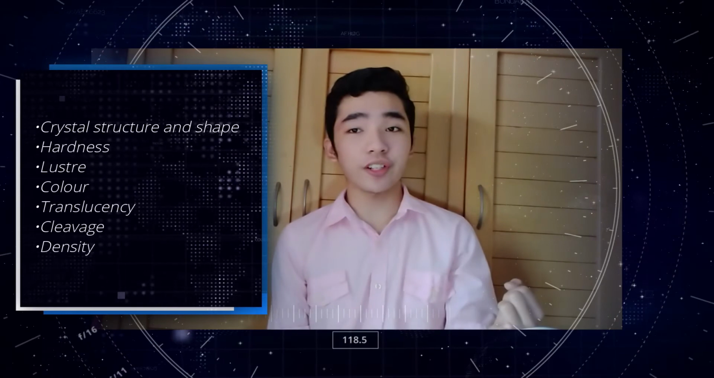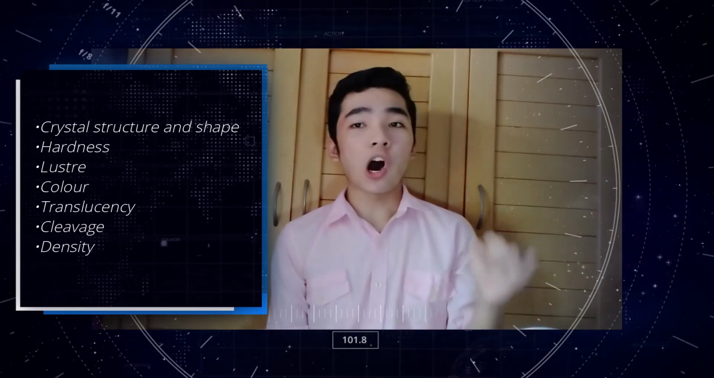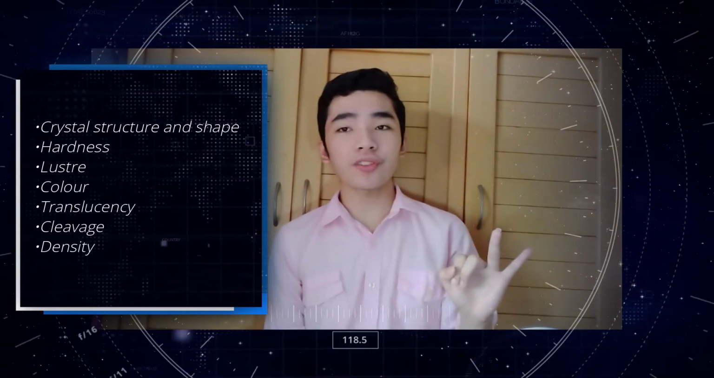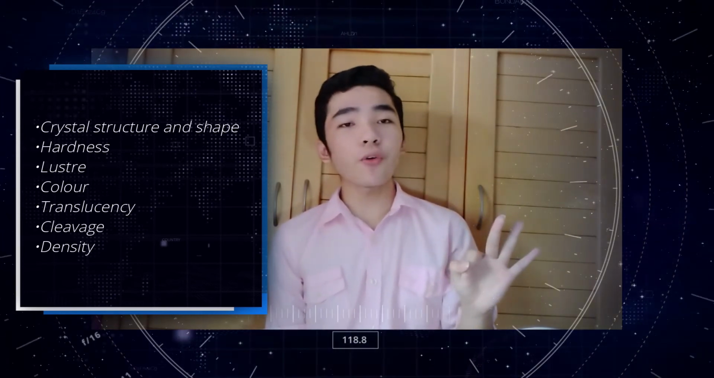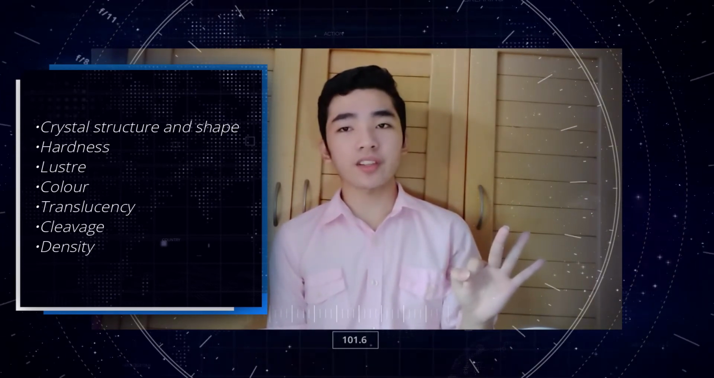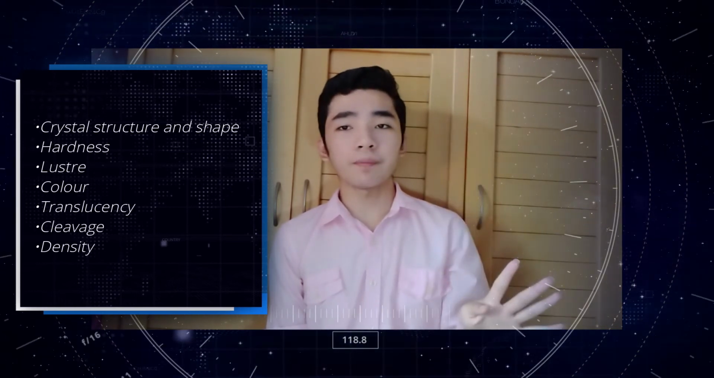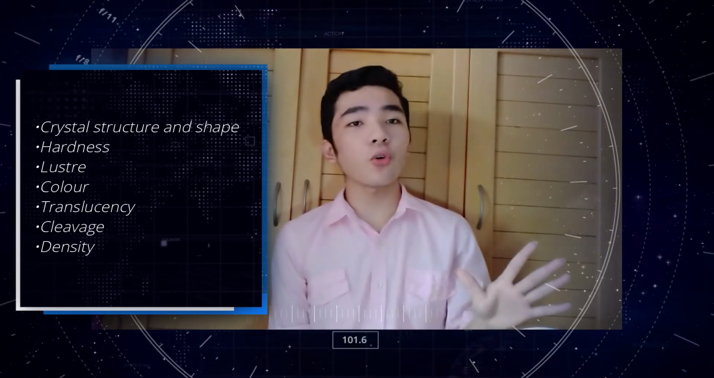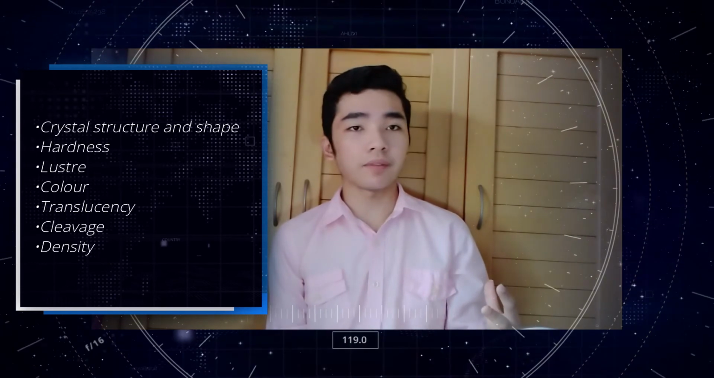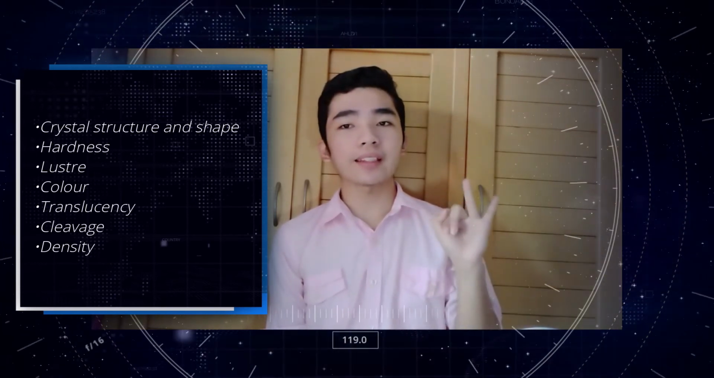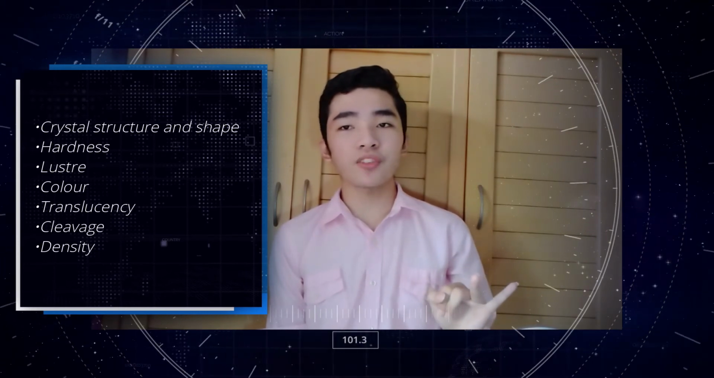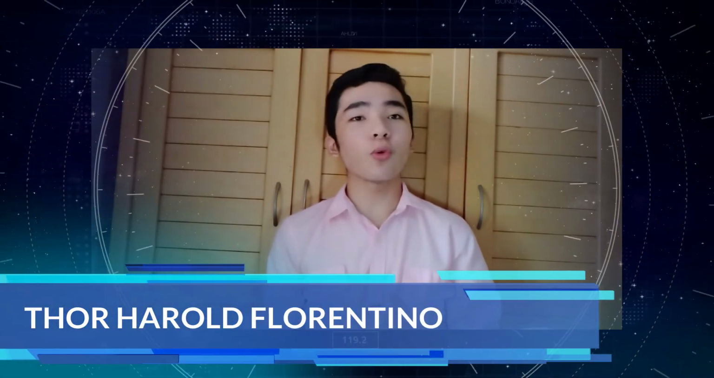The crystal structure and shape, called their habit; hardness, measured using the Mohs scale of mineral hardness; luster, the way light reflects on them; color; translucency, how see-through they are; cleavage, how they break; and density, the mass to volume ratio. So that's it. That's all you need to know about rocks and minerals.